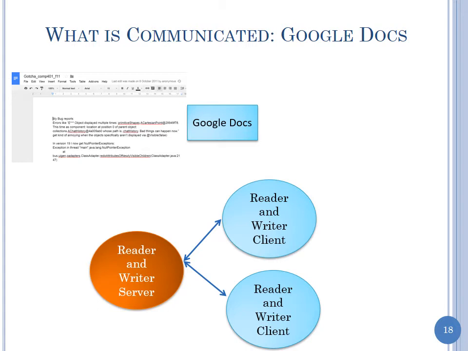It's not diffs, it's not snapshots. What do you think it's communicating? Okay, so again, the key to understanding what Google Docs sends is to understand how versioning works there. It doesn't have explicit versions, it has an undo facility.